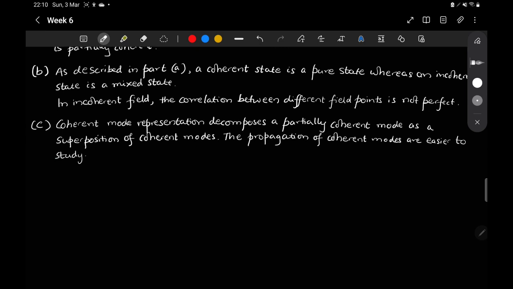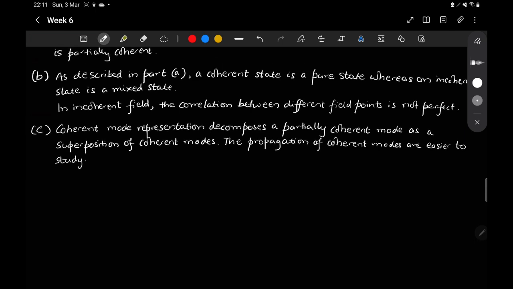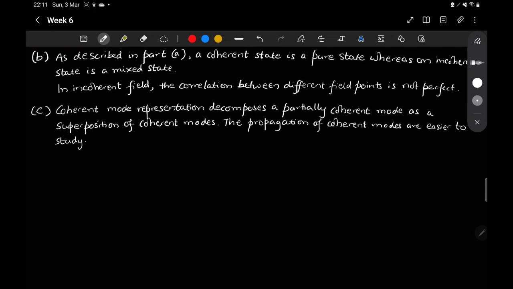Coherent mode representation decomposes a partially coherent field as a superposition of coherent modes. The propagation of coherent modes is easier to study. So that's why we would want to decompose a partially coherent field as a superposition of coherent modes and individually study the propagation and then add them together.